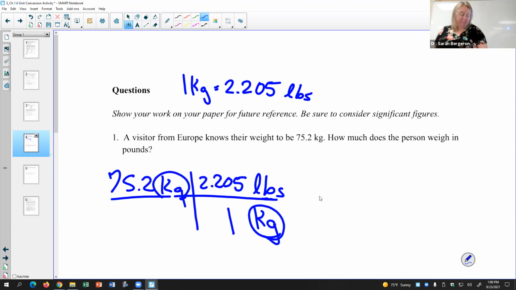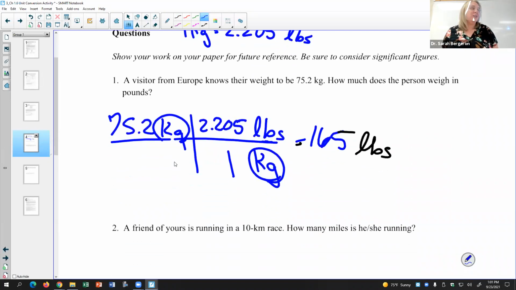So what do you get? Let me check my math. I get 165 pounds, right? 165, is that what y'all get?